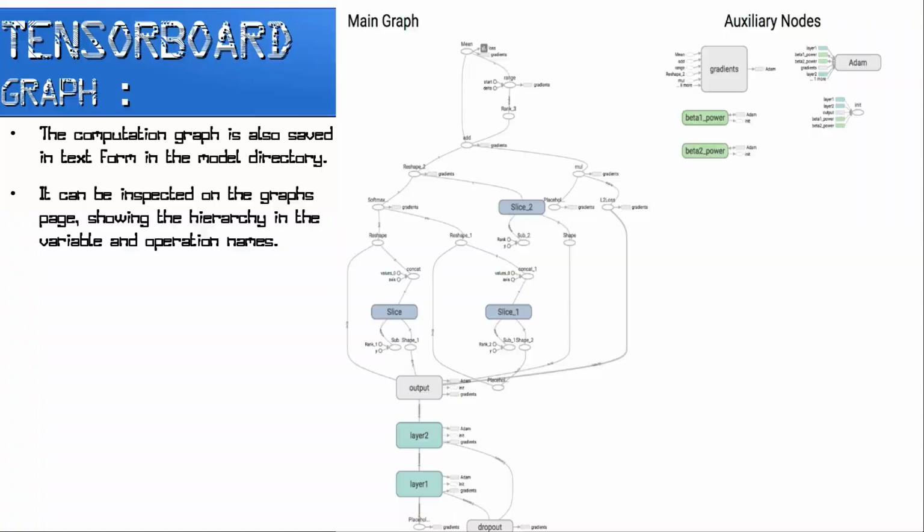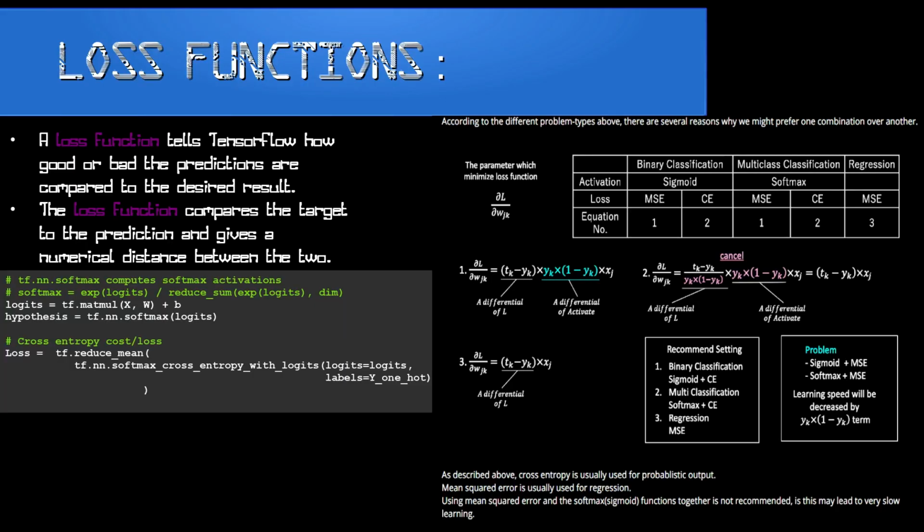Coming to the loss functions. Loss functions are very important to machine learning algorithms. They measure the distance between the model outputs and the target, that is, the truth values. In this recipe, we show various loss function implementations in TensorFlow. Evaluating outcomes in TensorFlow depends on specifying a loss function. A loss function tells TensorFlow how good or bad the predictions are compared to the desired result. In most cases, we'll have a set of data and a target on which to train our algorithm. The loss function compares the target to the prediction and gives a numerical distance between the two.